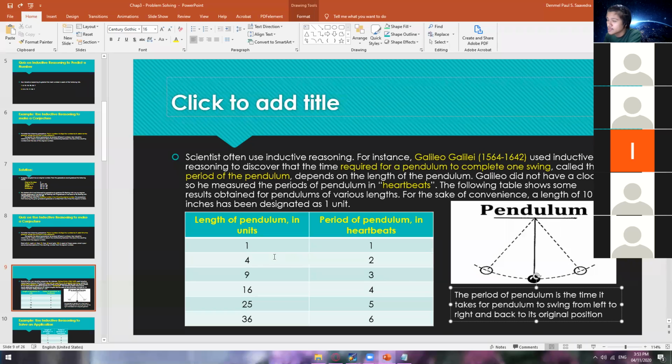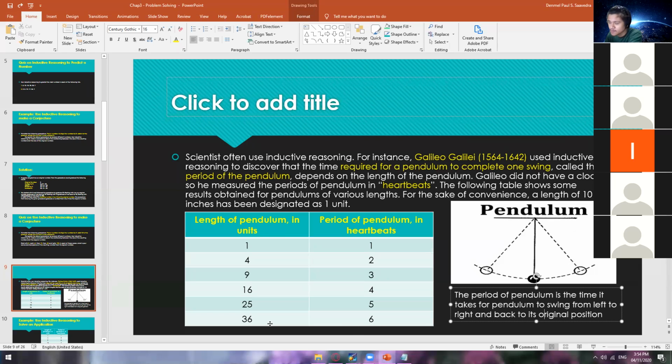As you can see right here, if we have a length of 1, we have 1 period. For 4 lengths, we have 2 periods. For 9 lengths, we have 3 periods. For 16 lengths, we have 4 periods. 25 is 5, and 36 is 6. So from here, what is your conjecture, or what can you see? Let's say we have here a pendulum with 7 periods. What is the length of that pendulum for us to be able to have 7 periods?